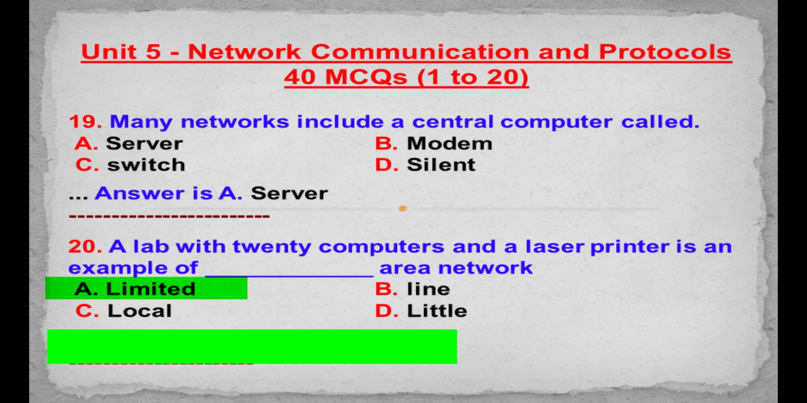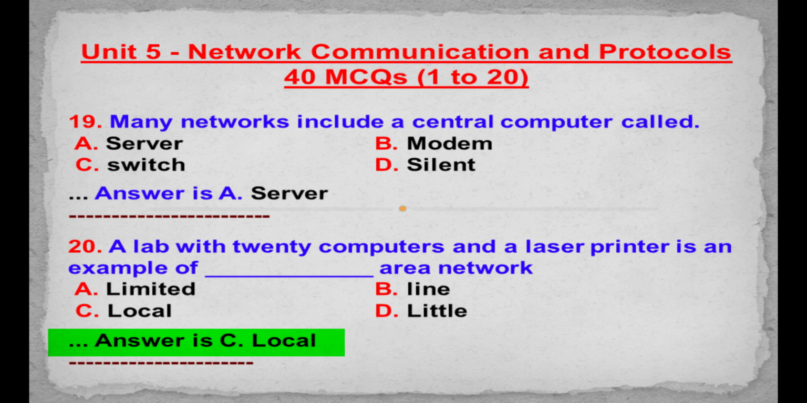MCQs number 20. A lab with 20 computers and a laser printer is an example of dash area network. Option A, limited. Option B, line. Option C, local. Option D, little. Correct answer is option C, local.